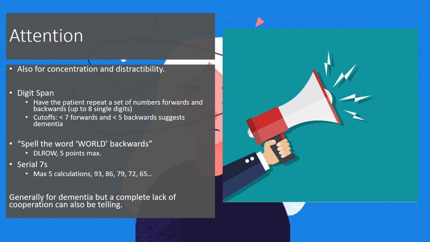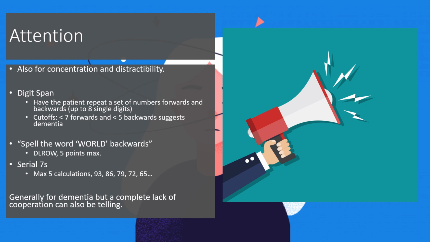And then the real classic difficult one, serial 7s. There are the numbers there, and I'm looking at this: max 5 calculations. If they can get through all 5, they get 5 points. If they only get the first one right, if they can get to 93 and that's it, then they only get 1 point. This is actually notoriously difficult, but it's nice because we want tests with a high threshold to really test people. Like I said, they've really got to concentrate for this.